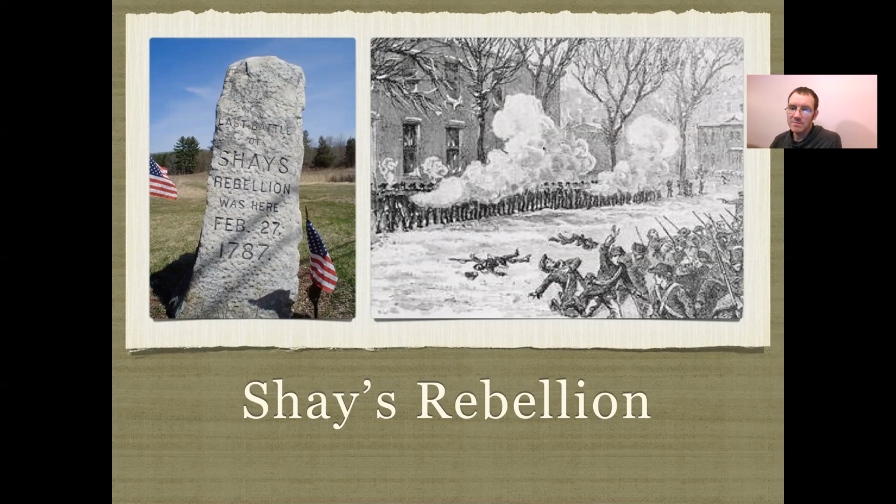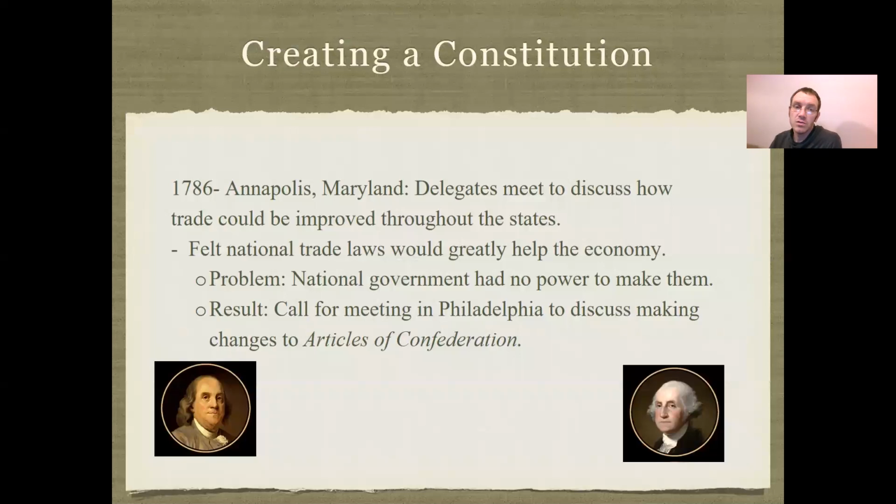And you had this threat of these farmers that were going and trying to take over, kind of like a barracks, but there was no way to deal with it. And so people got scared and they realized, wow, we're a really weak government and maybe we need to be a little bit stronger. So changes happen. In 1786, in Annapolis, Maryland, delegates get together to discuss how trade could be improved throughout the states. They felt that the national trade laws would help the country and the economy.